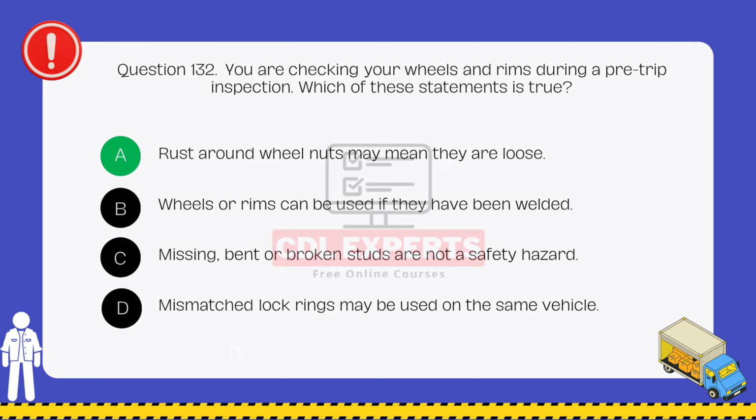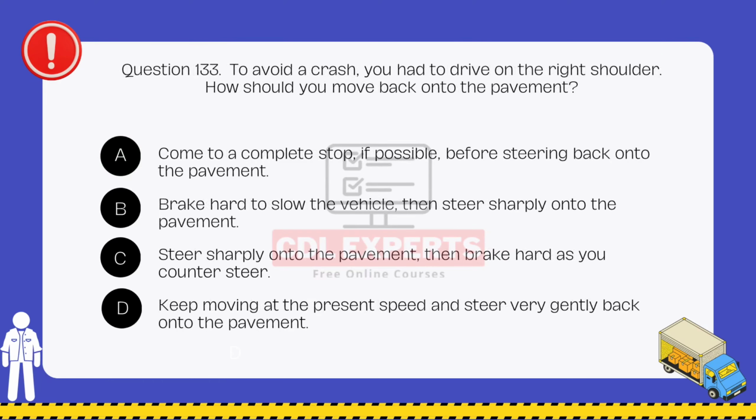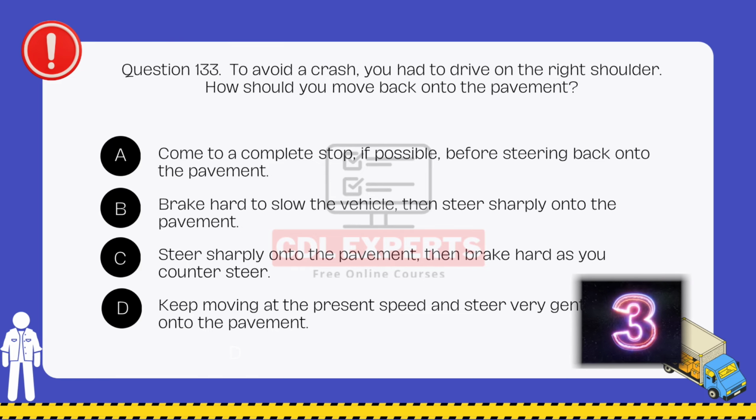The correct option is A. To avoid a crash, you had to drive on the right shoulder. How should you move back onto the pavement? Come to a complete stop, if possible, before steering back onto the pavement. Brake hard to slow the vehicle, then steer sharply onto the pavement. Steer sharply onto the pavement, then brake hard as you counter steer. Keep moving at the present speed and steer very gently back onto the pavement.